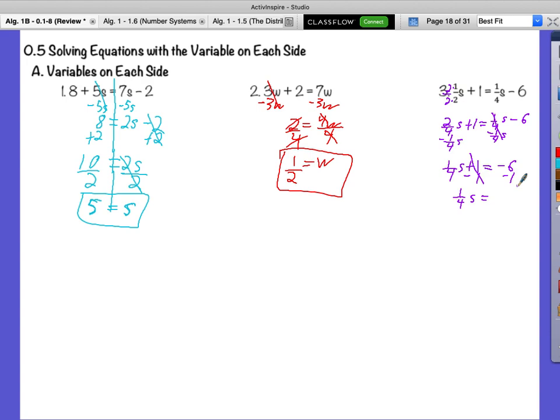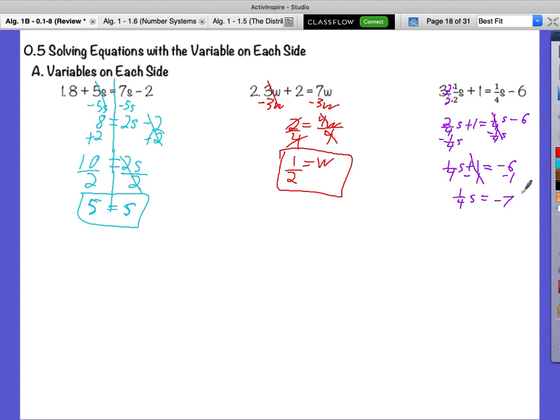Okay, so we're left with 1/4 s, and let's think about this. Negative 6 minus 1, do those have the same sign? So you add them. What's 6 plus 1? 7. And now this is positive or negative? Negative because they're both negative, okay? So remember, in multiplication and division, if you have two negatives, you get what kind of number? Positive. But in addition and subtraction, if you have two negatives, you end up with a negative still, okay? Negative 6 becoming more negative.